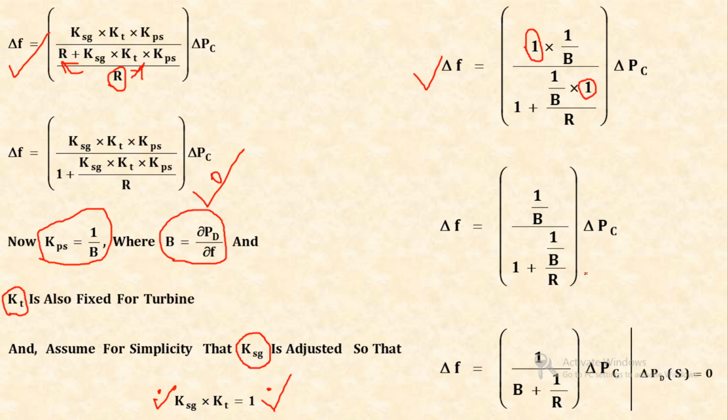PC. So, if we simplify this equation, or you can also say that if we multiply this B with this denominator, then the final value of delta F is equal to 1 upon B plus 1 upon R into delta PC. This is the value of output frequency when delta PD of S is equal to 0. So, this is the output of delta F.